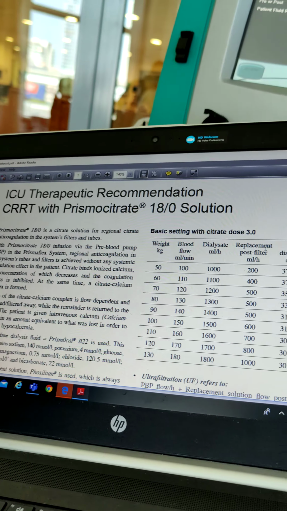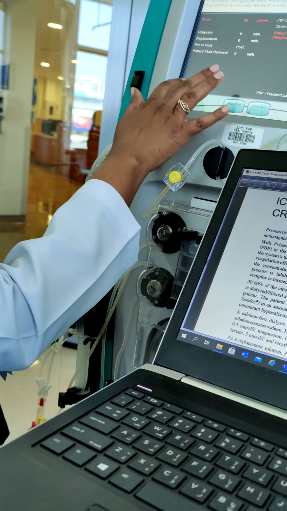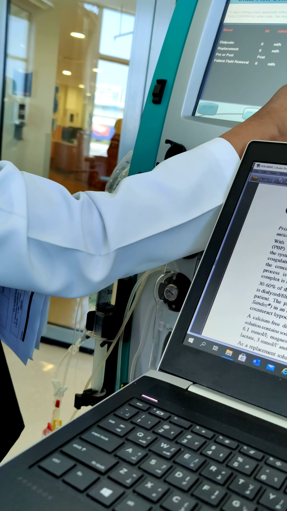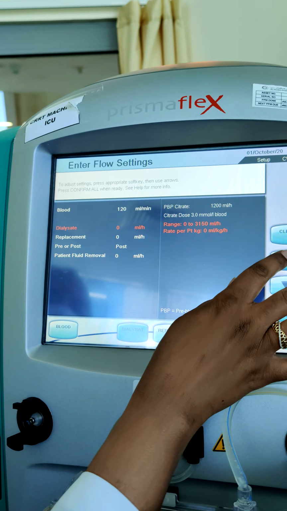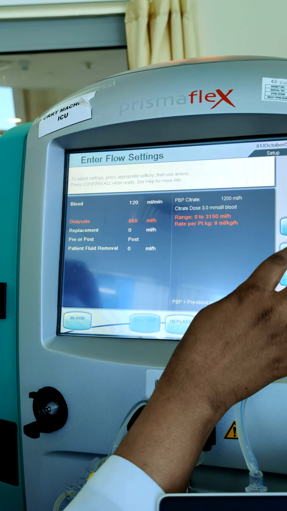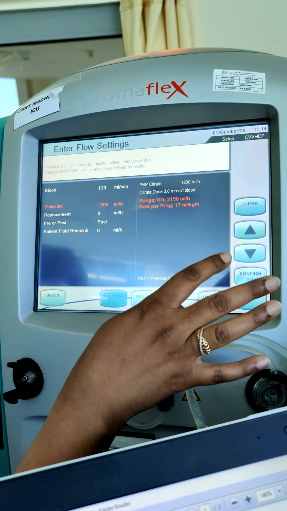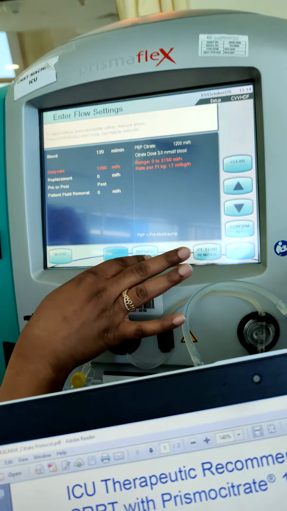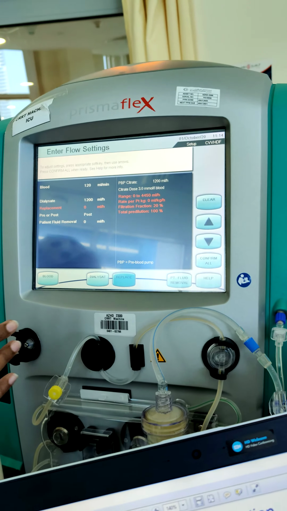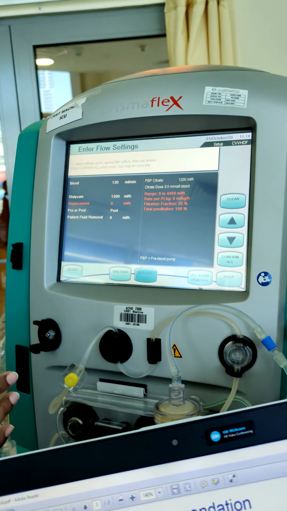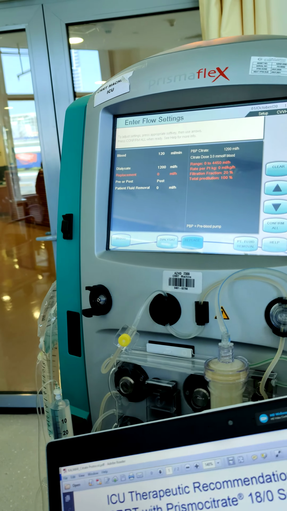We'll go to the blood. Anybody want to do it? Yes, please. The blood will be 120. Dialysate 1200. Usually dialysate is 10 times the blood flow, anytime. And the replacement? The dialysate is 10 times, this is the equation, I mean in the citrate. Only citrate. Yes. And replacement?